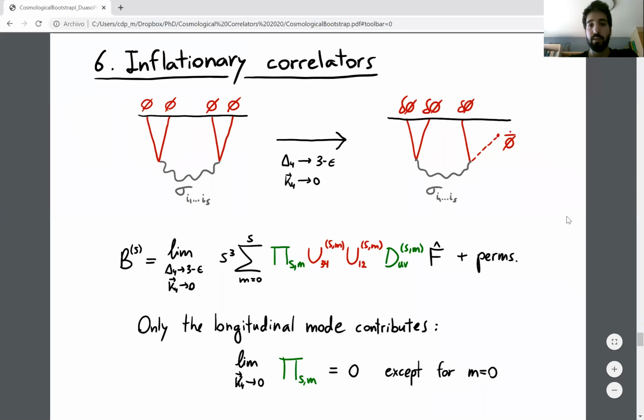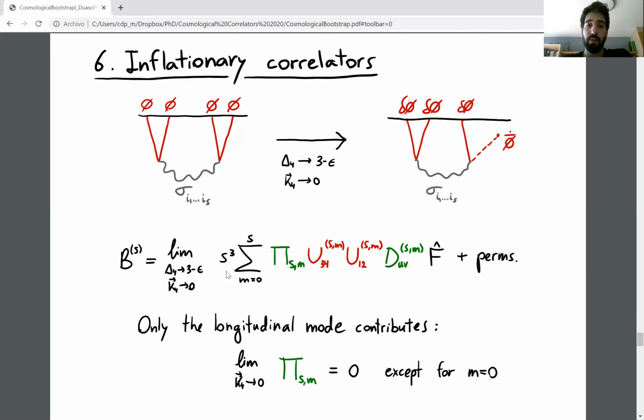So one nice thing here is that only the longitudinal mode of the exchange particle is going to contribute, because we're taking one of these legs to be soft, and this is a scalar. So just by angular momentum conservation, only the longitudinal mode can contribute. Mathematically, this can be seen by looking at these polarization sums and taking the soft limit. You can see that this limit is 0, except for the helicity 0 polarization sum.